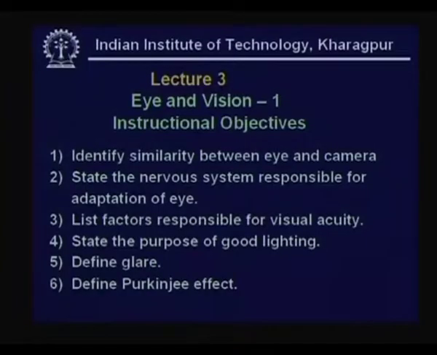Having said that about the last lecture, we look at the important organ of the body that is responsible for perceiving things. As already brought out in lecture 1, 85% of information acquisition is through the sense of vision, and the most important organ of the body is the eye. Today we have a look at the eye. In fact, the first instructional objective talks about the similarity between eye and camera.